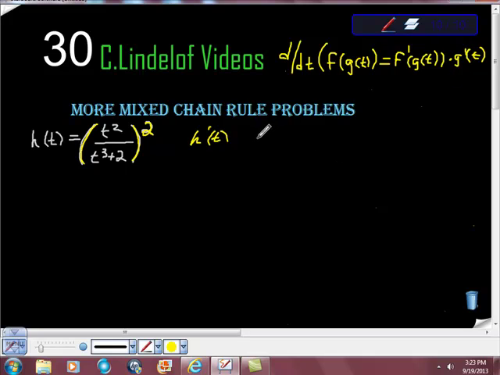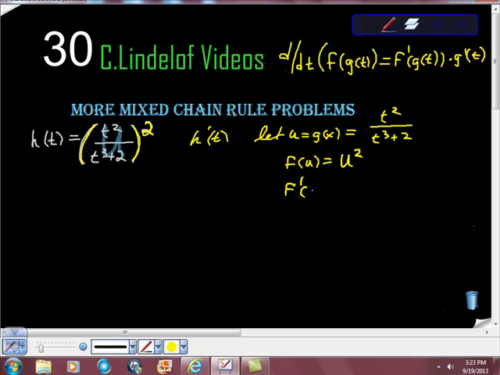I'm going to do a little bit of this thing called u substitution. I'm going to say let u equal g of x, and let g of x equal, and I'm just going to take that difficult looking piece out, t cubed plus 2. So if that's true, then f of u, when I'm looking at it this way, this to me is u, so I have u squared, so f of u is u squared. Well, then f prime at u, the first derivative of that function, would be 2u, wouldn't it? I'm just using power rule there.